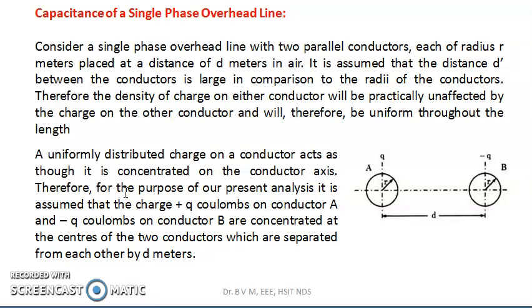Therefore, for the purpose of our present analysis, it is assumed that the charge plus q coulombs on conductor A and minus q coulombs on conductor B are concentrated at the centers of the two conductors, which are separated from each other by d meters.